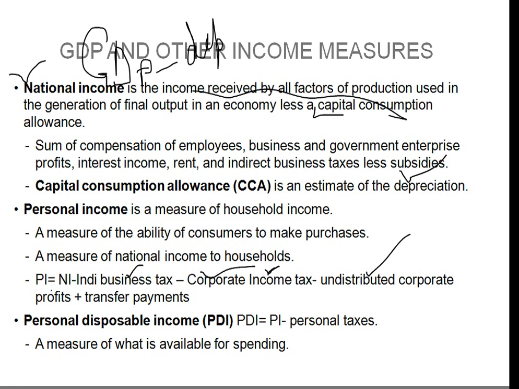Personal disposable income is personal income minus personal taxes. So we subtract personal taxes, which can be the indirect taxes we pay in our day-to-day activities, from personal income. That is personal disposable income. This is the income which we get, which we spend, and from which we get the benefit.